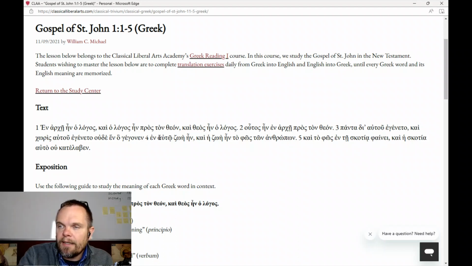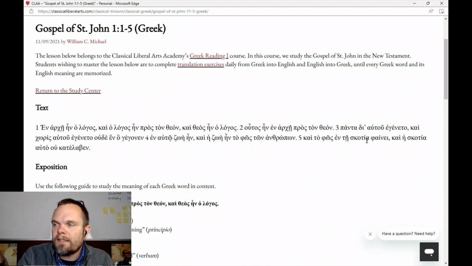So verse 4 is en auto zoe ein, kai he zoe ein, to phos ton anthropon. And verse 5, we have kai, to, phos, again, en, te. We have the eta with iota subscript and a circumflex accent, te. We then have the sigma, as I mentioned before, the initial sigma, followed by kappa, omicron, tau, iota with an acute accent, and an alpha with the iota subscript.